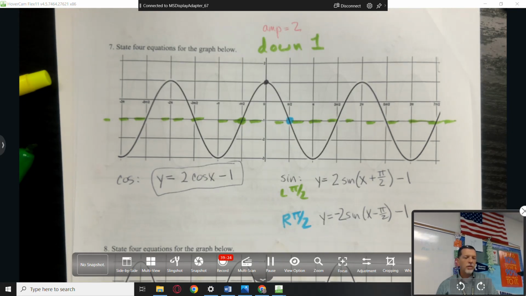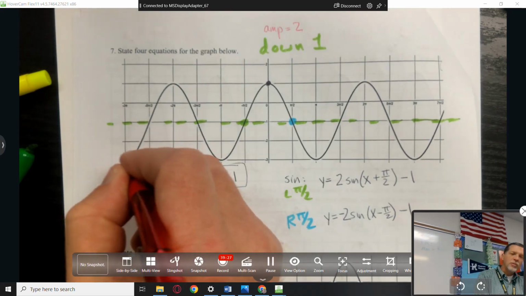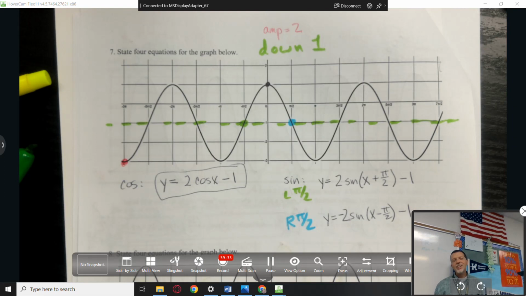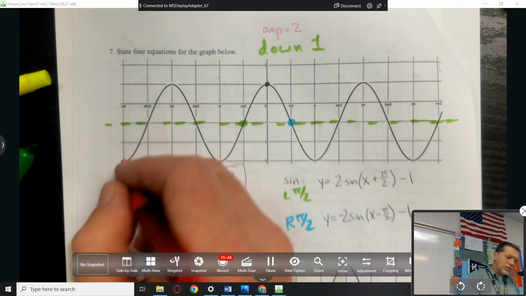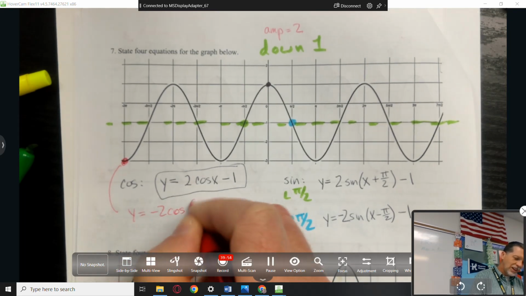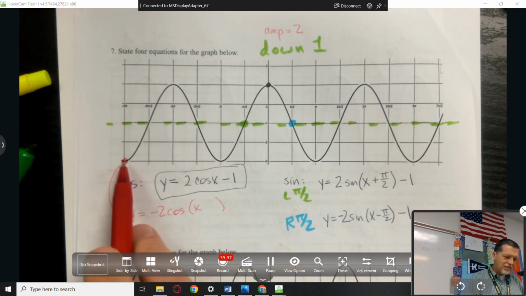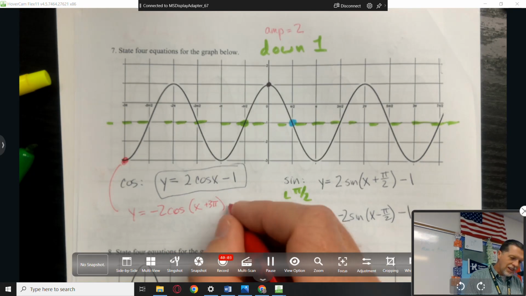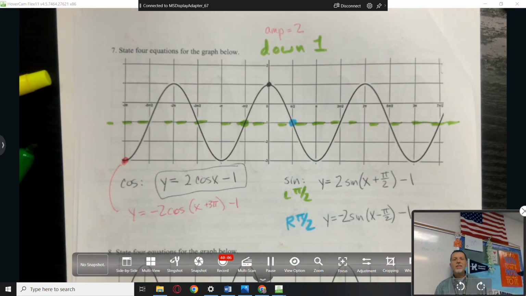Right? If you really wanted to get crazy, you could come over here and say, well, there's my starting point. I'm not going to do it, but would that be a sine or a cosine? Be a cosine. Because sine has to start on the middle. If we're starting at a minimum, so how would I accomplish that? Yeah, it'd have to be negative. So that would be negative 2 cosine x. Yeah, it is being too crazy. X plus 3 pi. And then the minus 1.